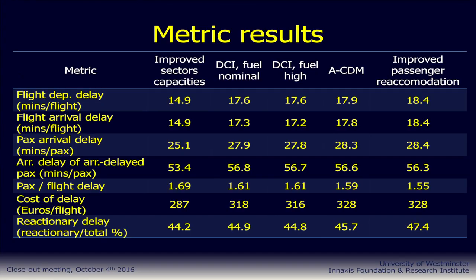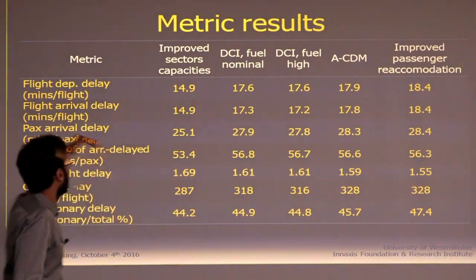To understand better the cost resilience, like why we are getting these values, as Andrew said, we have computed hundreds of metrics, from passenger and flight-centric metrics and cost-centric metrics. But here we are showing just a selection of them. These values are computed as an average over all the different scenarios and all the different simulations. We have here the different mechanisms and the different metrics.